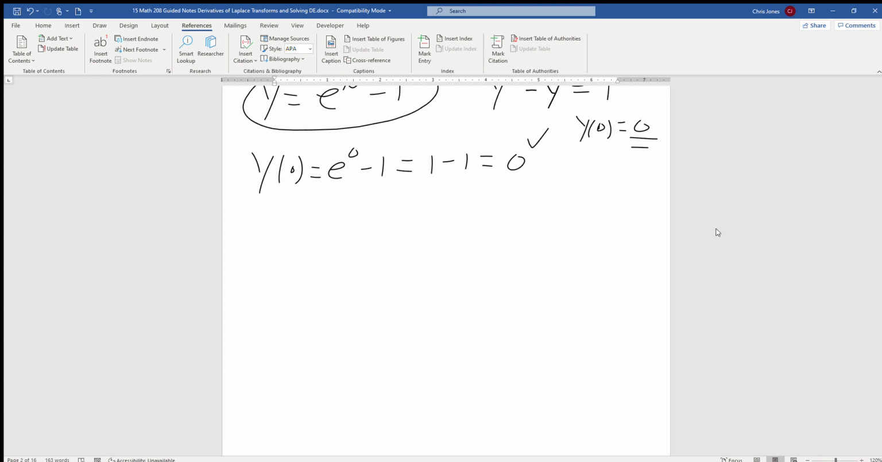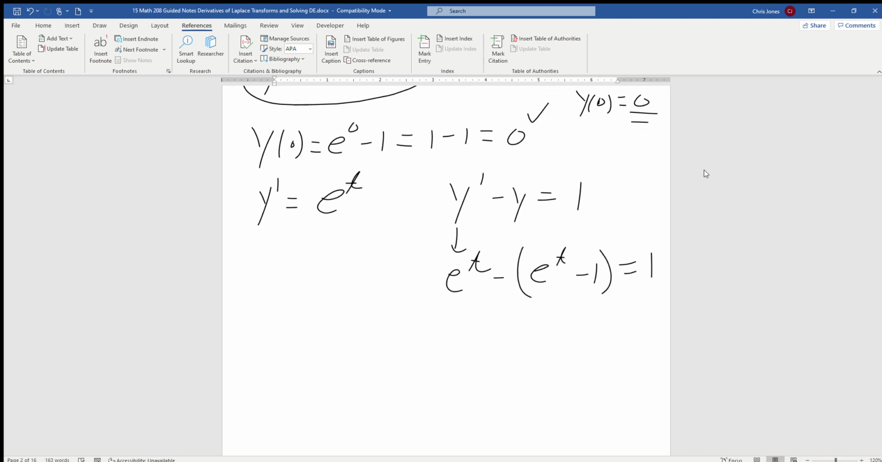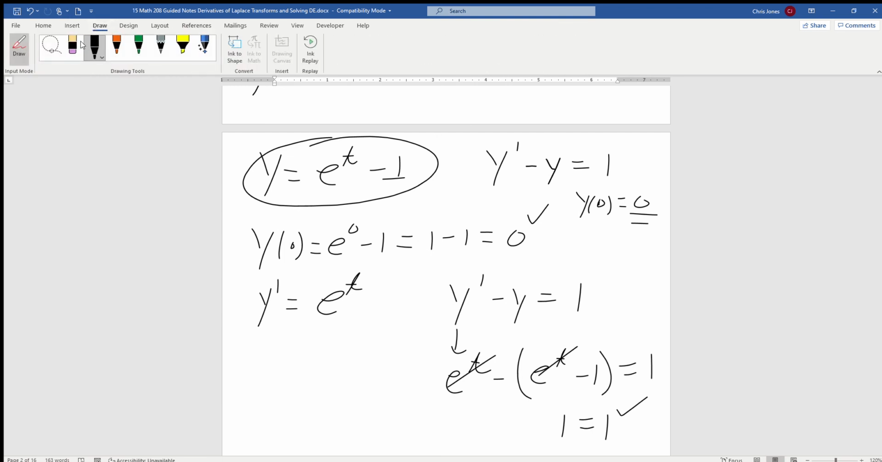The derivative, y prime, is e to the t, since the derivative of negative 1 is 0. And so by substitution back into y prime minus y equals 1, y prime is e to the t. Remember, our solution y was e to the t minus 1. So e to the t minus e to the t is going to be nothing, the opposite of negative 1 is 1, so 1 equals 1. So yeah, this is indeed the solution right here, e to the t minus 1, using our Laplace transform.